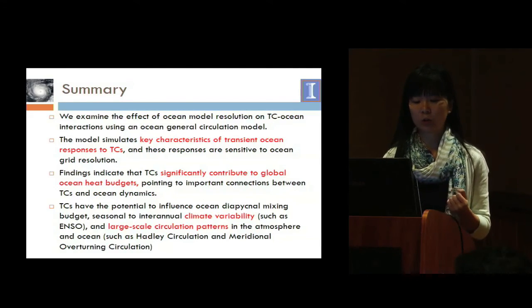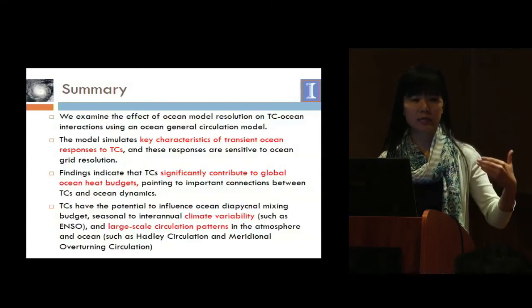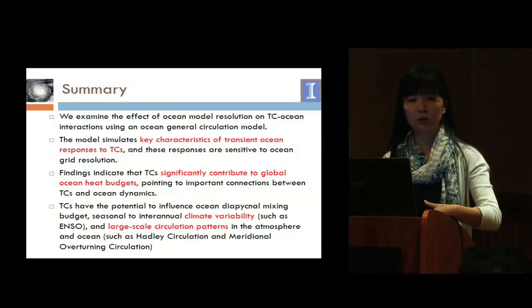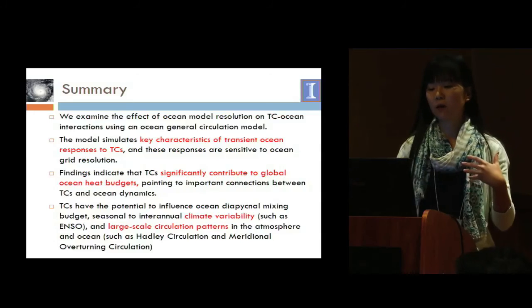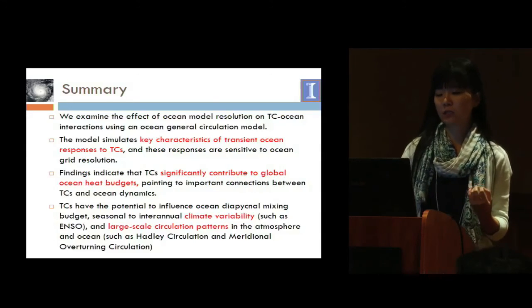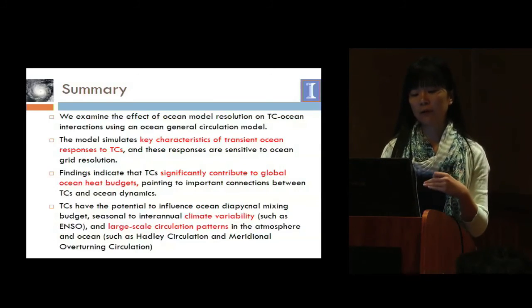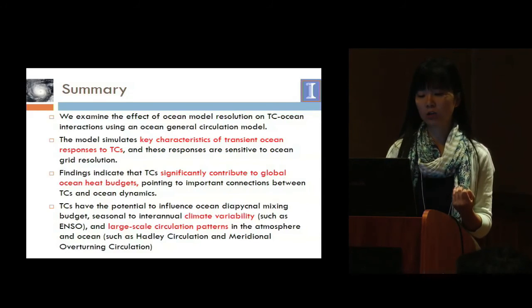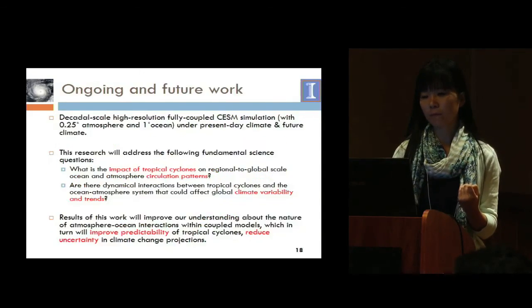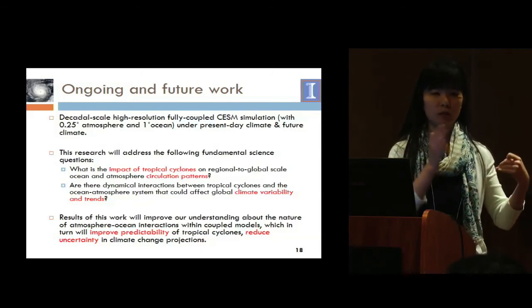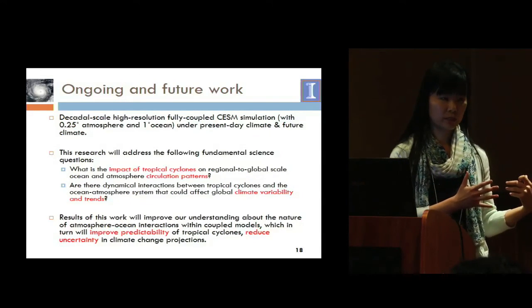And we find that tropical cyclones have the ability to inject heat into the ocean, so they have the potential to influence the ocean diapycnal mixing budget, seasonal to interannual climate variability, such as ENSO, and large-scale circulation patterns in the atmosphere and ocean. And that work was done from our previous allocation.